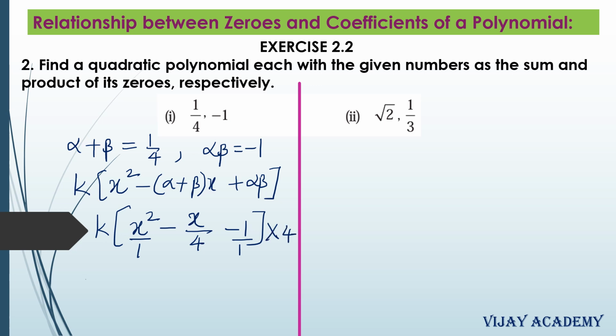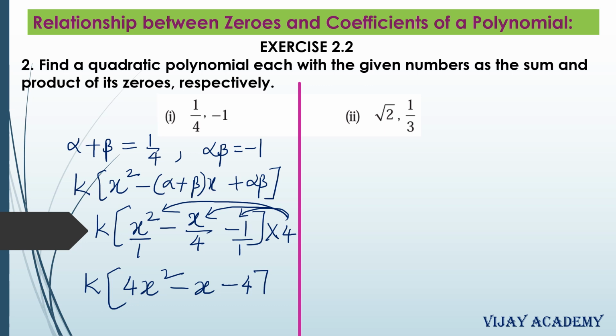We get k times, so 4 into x square is 4 times x square, and 4 into minus x by 4, where 4 and 4 get cancelled and you get minus x, and then 4 into minus 1 we get minus 4. So this is the quadratic polynomial for the sum of the zeros and product of the zeros given.